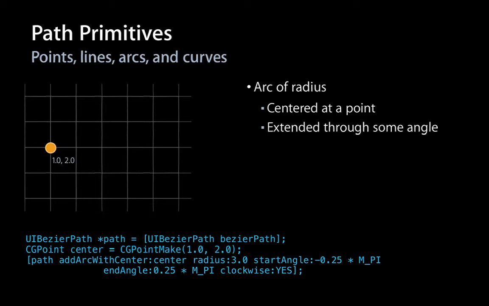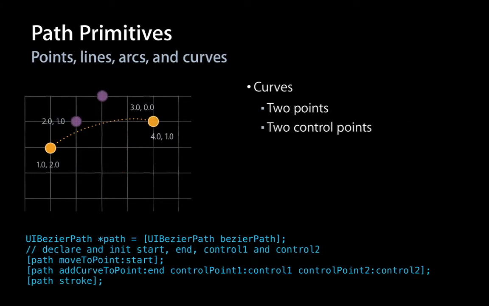The next piece is arcs, and arcs are exactly what you learned about in geometry. You have a center point, you have some angle, and a radius, and that defines where the arc lies. You also have 2 types of curves. The one that's illustrated here is called a Bezier curve. It has 2 endpoints, so you call move to point to begin the curve, and then you call add curve to point, control point 1 and control point 2, and those 2 control points define the tangent of the curve at the 2 endpoints.